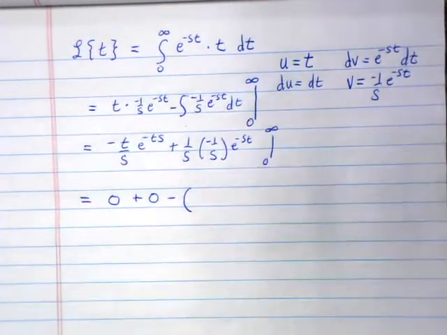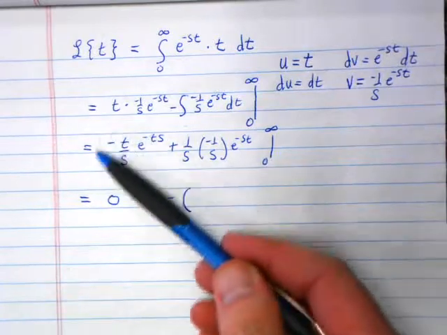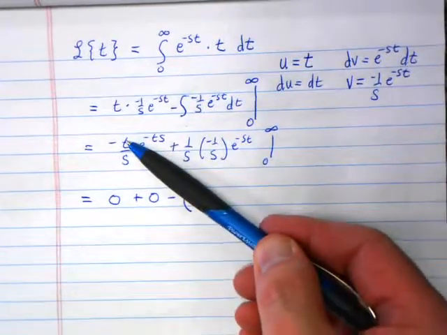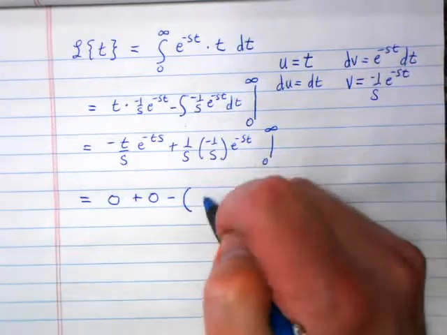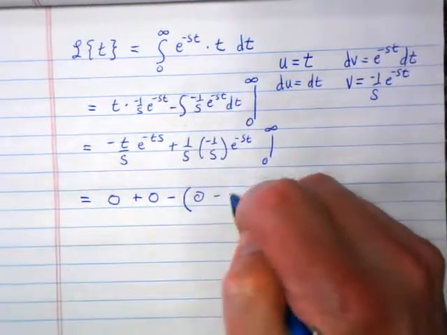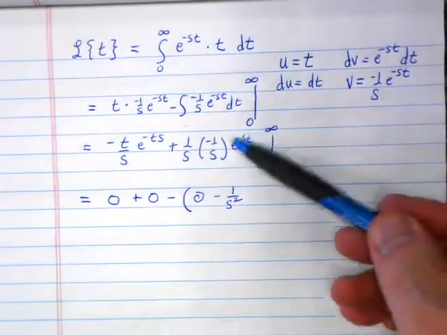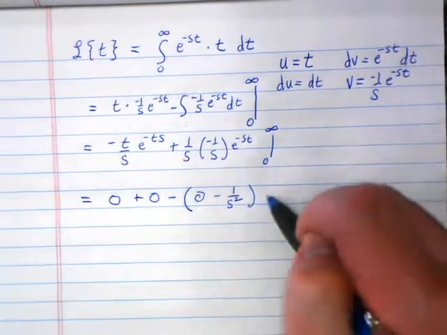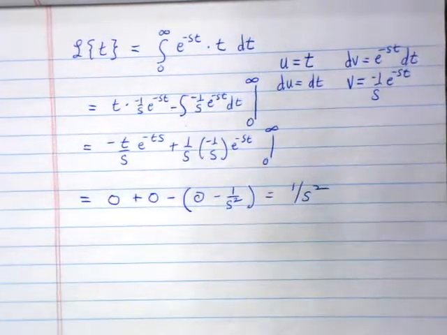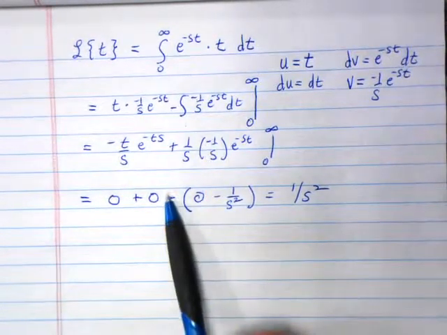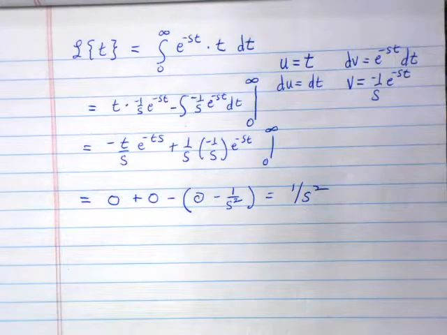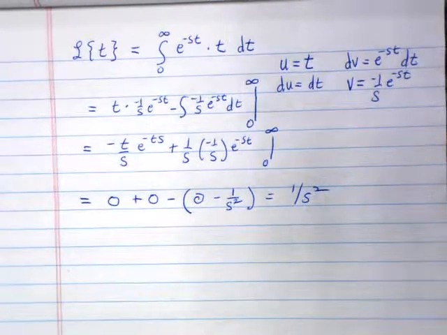Minus. Now I plug 0 in. What happens when I plug 0 into this one? 0, because I'm plugging 0 in for the t. So that one is 0. And then I've got a minus 1 over s squared. What happens when I plug 0 in for that e? That becomes 1. So that's 1 over s squared. It's plus because I've got a minus here and another minus there. So the Laplace transform of t is 1 over s squared.